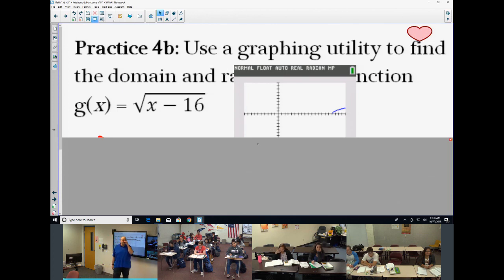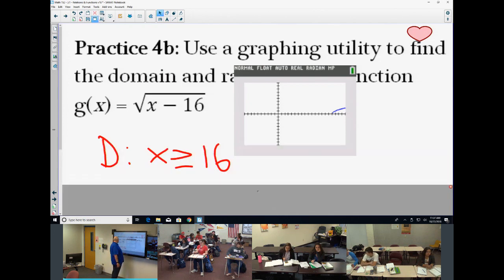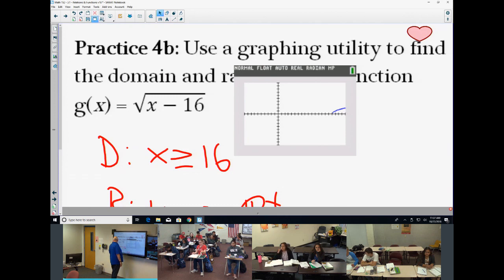And what's the range, Dominic? What are the y values? Y is greater than or equal to 0. Yes, great job. So the x values are from 16 over, and the y values are from 0 up. Excellent work.